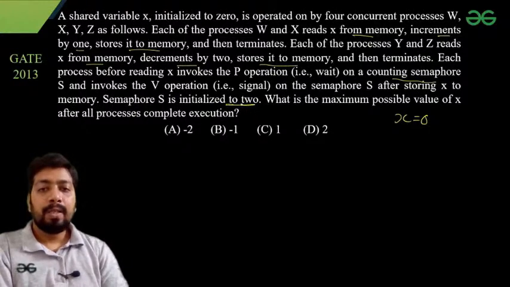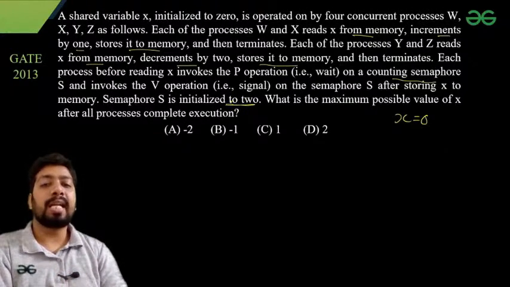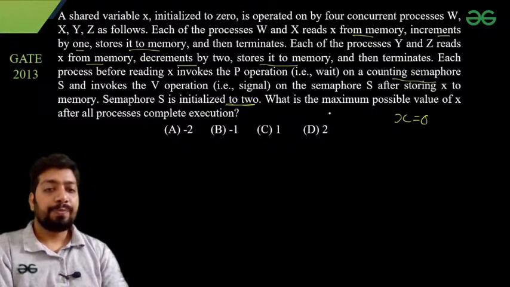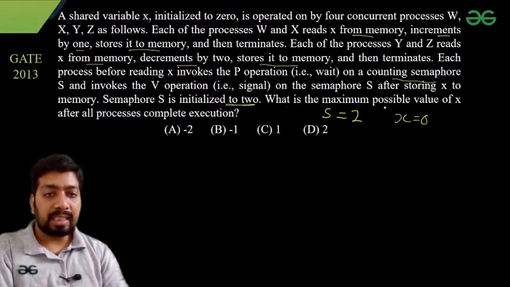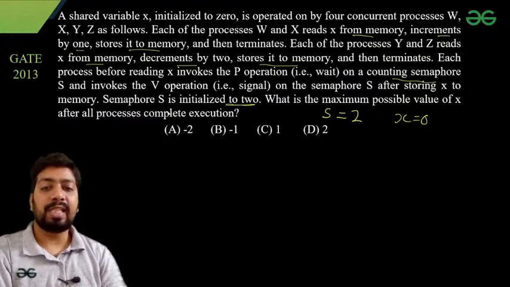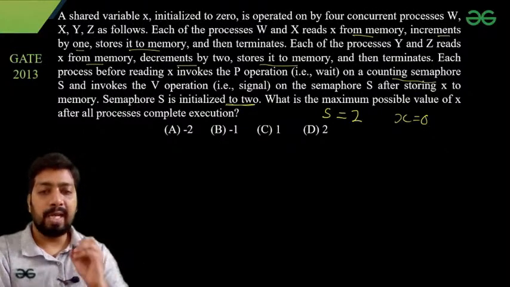If you know the counting semaphore, you know the initial value of the semaphore tells us how many processes can access their critical section simultaneously. Fine. So the value of S is 2 now. Let me write: value of S is 2. And the question is asking what is the maximum possible value of x after complete execution. That means we need to execute all processes W, X, Y, Z.